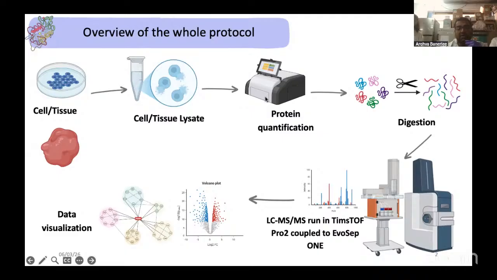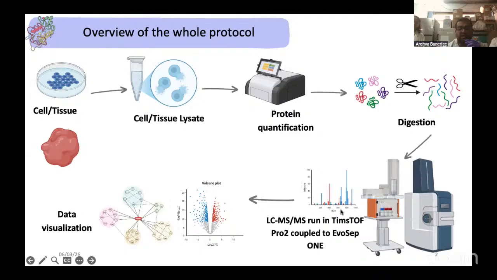The protein quantification happens in the plate reader. You can use Bradford or BCA, which are routinely used for protein quantification, followed by the digestion of the peptides. In the digestion, you have three major steps: one is reduction, one is alkylation, and further is trypsinization. Once that happens, you do a cleanup of the peptides.